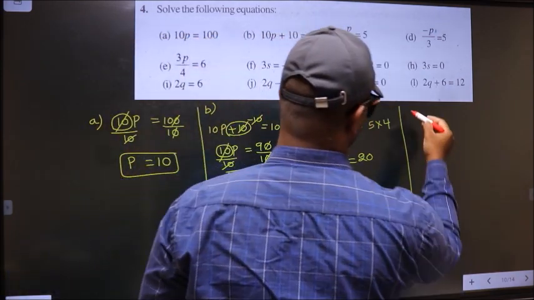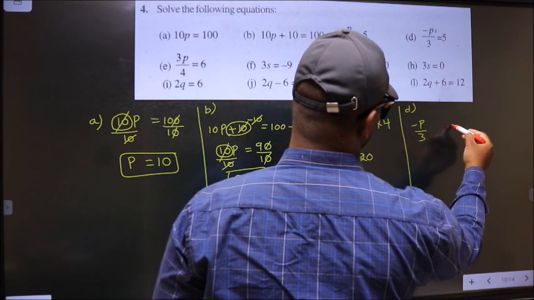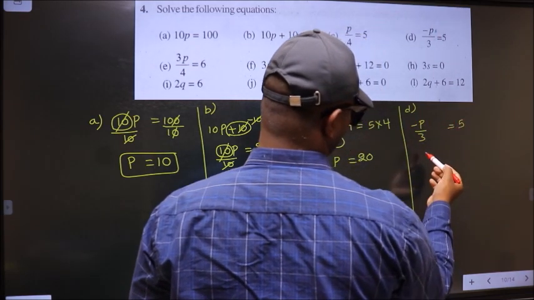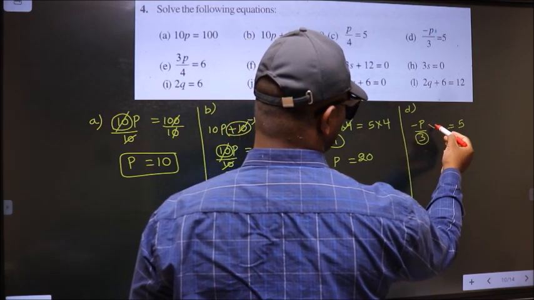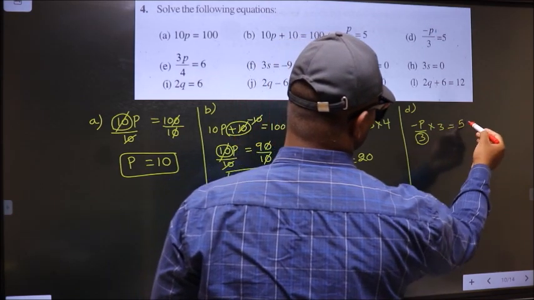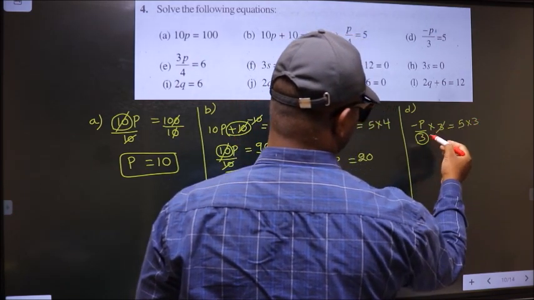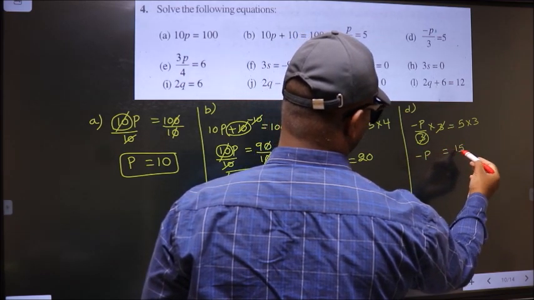Next, D. Minus p by 3 equal to 5. First we should remove 3 from the denominator. To remove 3, you should multiply by 3 on both sides. So this cancels out, you get minus p equal to 15.